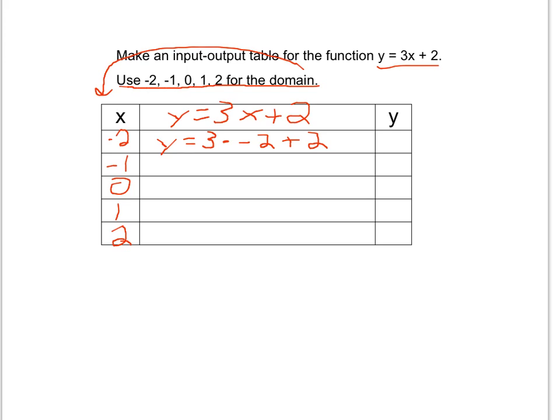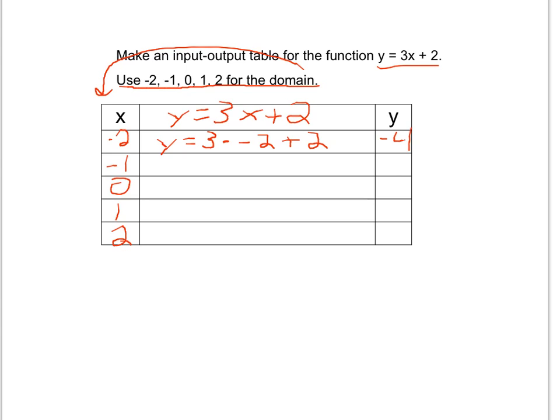Then my job is to solve that and get a y value right over here. So I need to tell what y equals if it equals 3 times negative 2 plus 2. Well, order of operations, I should do the times first. 3 times negative 2 is negative 6, and negative 6 plus 2 is negative 4. So that's my y value there.